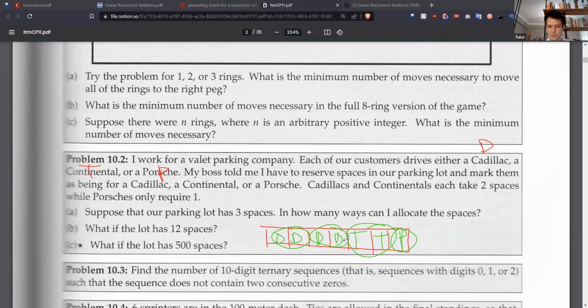So I come and I write down. I make this one spot. This is going to be one spot. This is going to be one spot, and then I do separations, right? So I can write a bar here, a bar here, a bar here, and then I'm going to say this is going to be the Cadillac spot. This is going to be the Cadillac spot. This is going to be the Continental one. This is going to be the Porsche one. So in how many ways can I do the splitting? Remember, the Cadillacs take 2 spots. Continentals take 2 spots, but the Porsche takes only 1 spot, right?